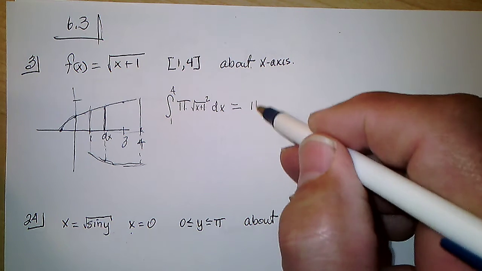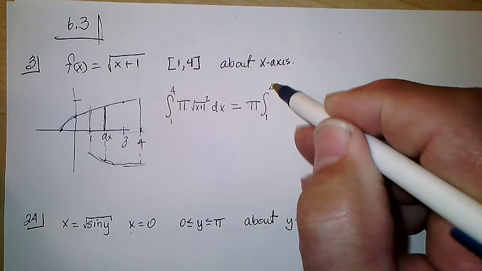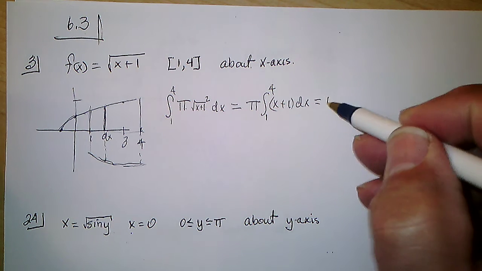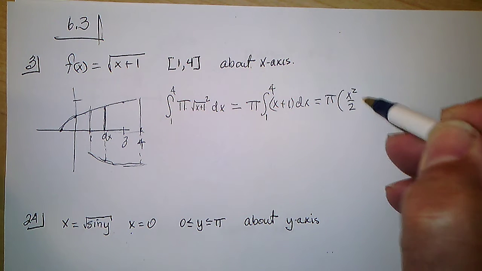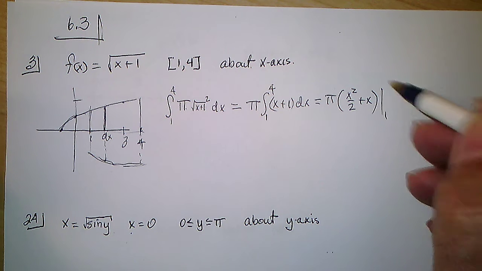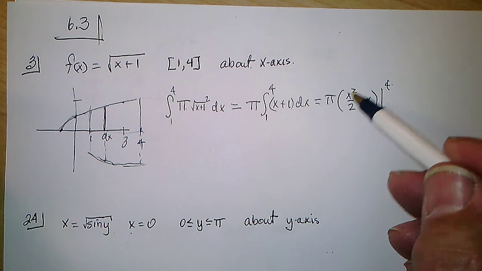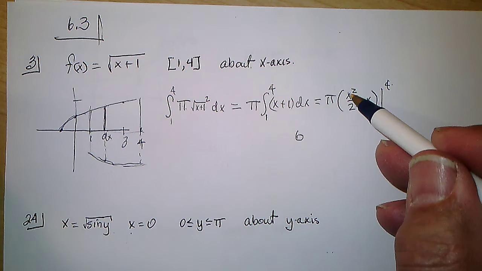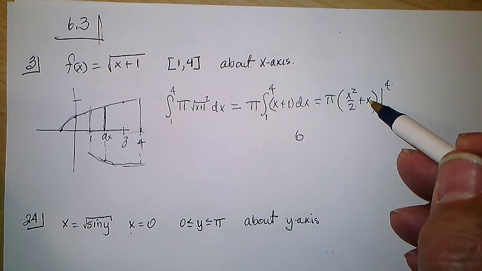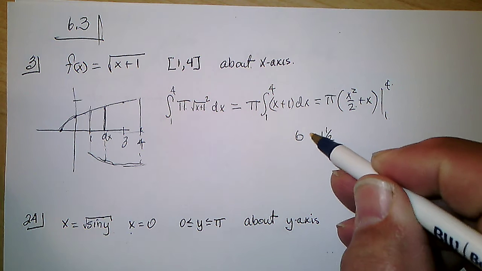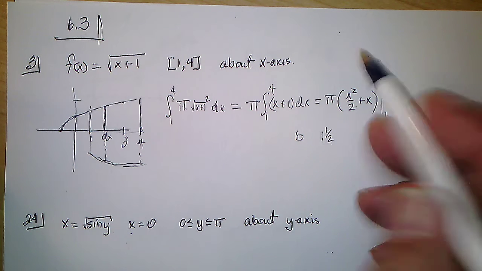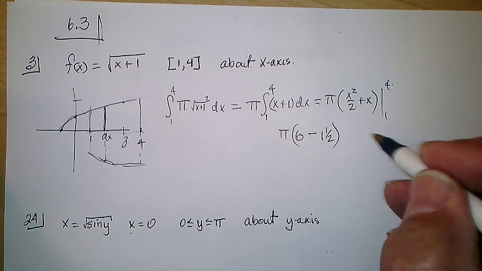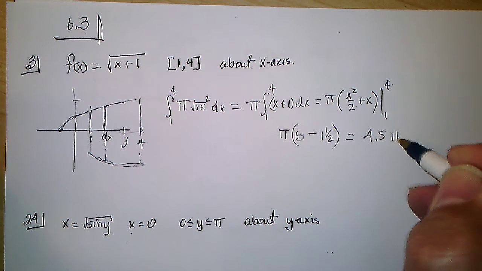The pi will come out, so we'll have pi, the integral from 1 to 4 of x plus 1 dx. So that's going to be pi times x squared over 2 plus x evaluated from 1 to 4. So we're going to have 4 divided by 2, 2 plus 4 is 6. Then put in 1. We're going to get 1/2 plus 1 is 1.5. And we're going to put 4, which is going to give us that, minus that, times pi. 6 minus 1.5 is 4.5 pi.